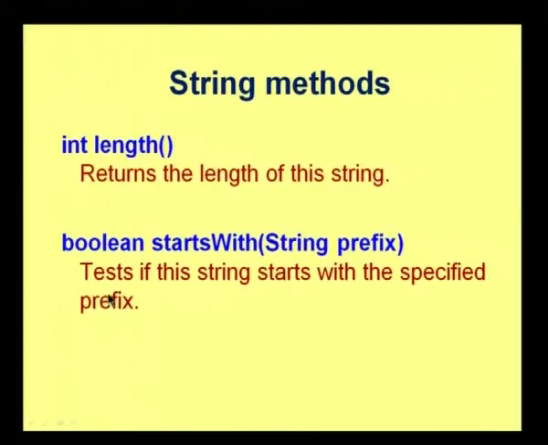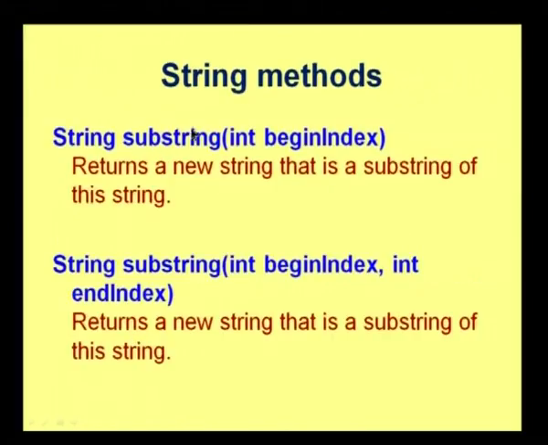Next we have a method called length, which returns the length of the string, and then startsWith, which tests if the string starts with the specified prefix. We also have substring. We give the beginning index, and it returns a new string that is a substring of the string, beginning from the index till the end of the string.